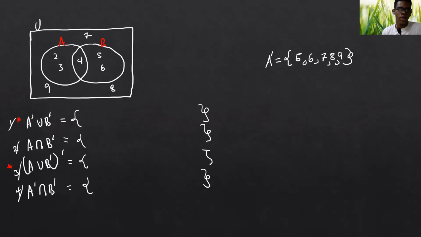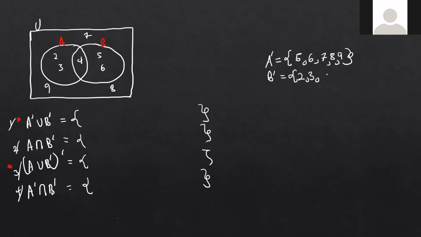And B complement, right? Union B complement. So we're looking at B complement as well. And B complement, similar to A complement, is just what's not in B, right? So looking at the circle B, 4, 5, and 6, those are the elements of B. B complement would be our 2, 3, 7, 9, and 8, right? Sorry about that. Right. 2, 3, 7, 8, and 9.